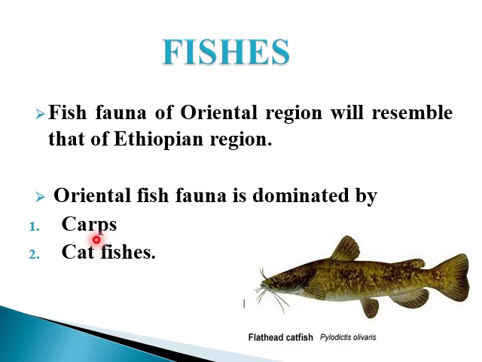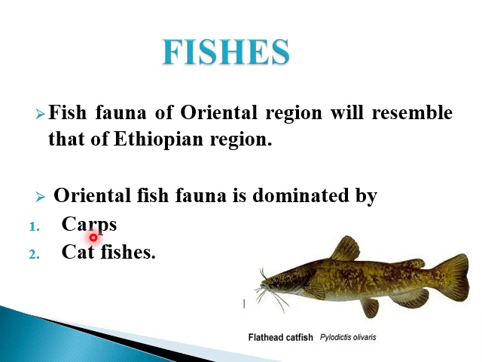If we talk about the carps, there are Indian major carps and Chinese major carps. The Indian major carps include Catla catla, Labeo rohita, and Mrigal, which are basically present among the major carps.